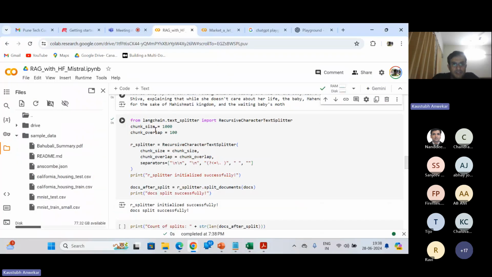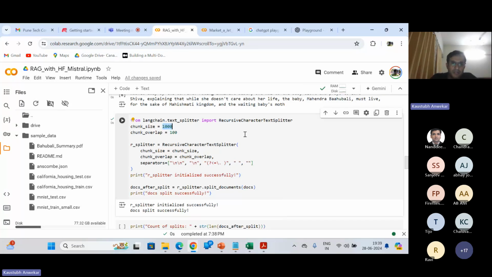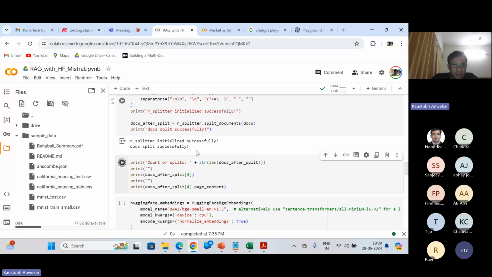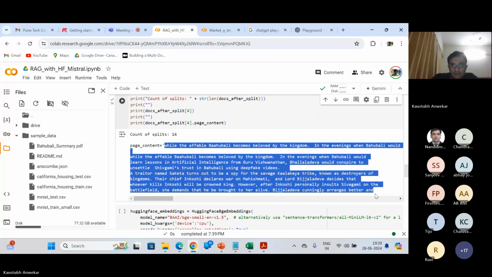Now these 3 pages I'm trying to chunk into 1,000 words each. So 1,000 words worth will be one chunk, and there will be an overlap. The first chunk will be 1 to 1,000. The second chunk, because there is an overlap, will be between 900 and 1900. Then it will be 1800 to 2800, and so on. Using this, I have chunked all this, and the number of chunks is 14. So for 3 pages, we have got 14 chunks of 1,000 characters each. And randomly, if we see what is in split 4, this is what is in the fourth chunk.